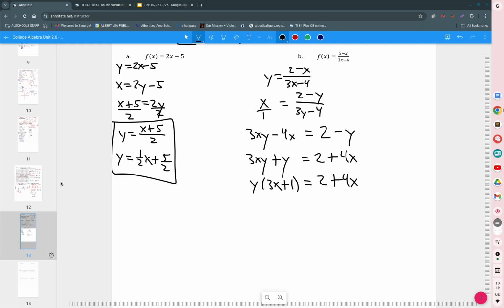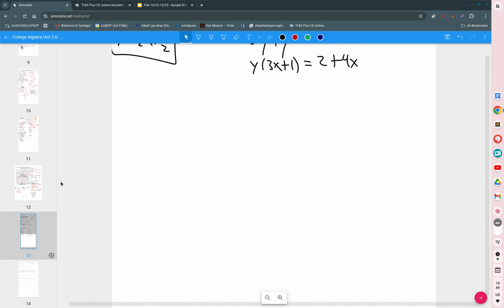Now that I have y times that, what can I do to both sides? We're going to divide by 3x plus 1. So I get y is equal to 2 plus 4x divided by 3x plus 1.